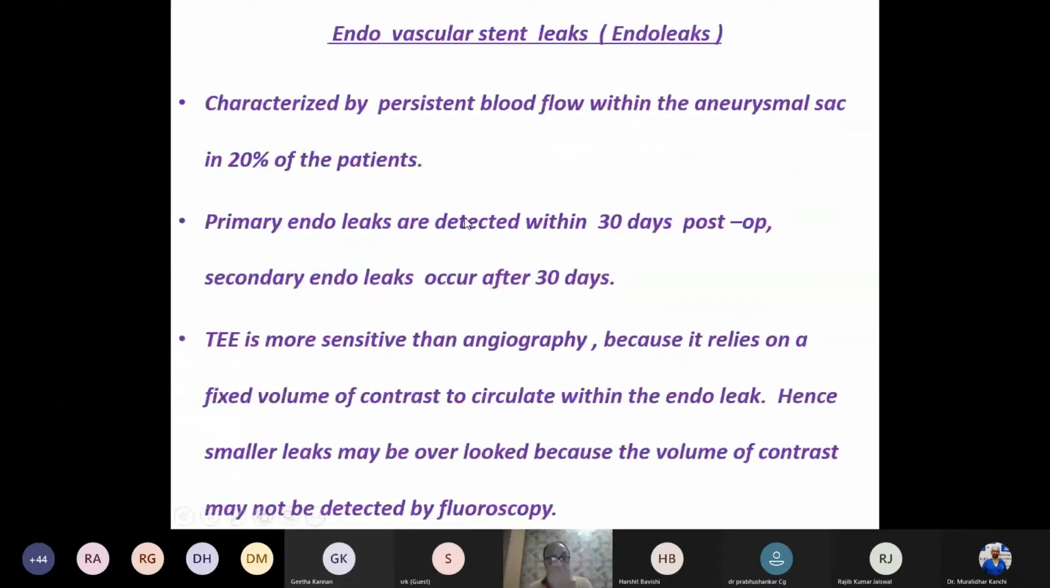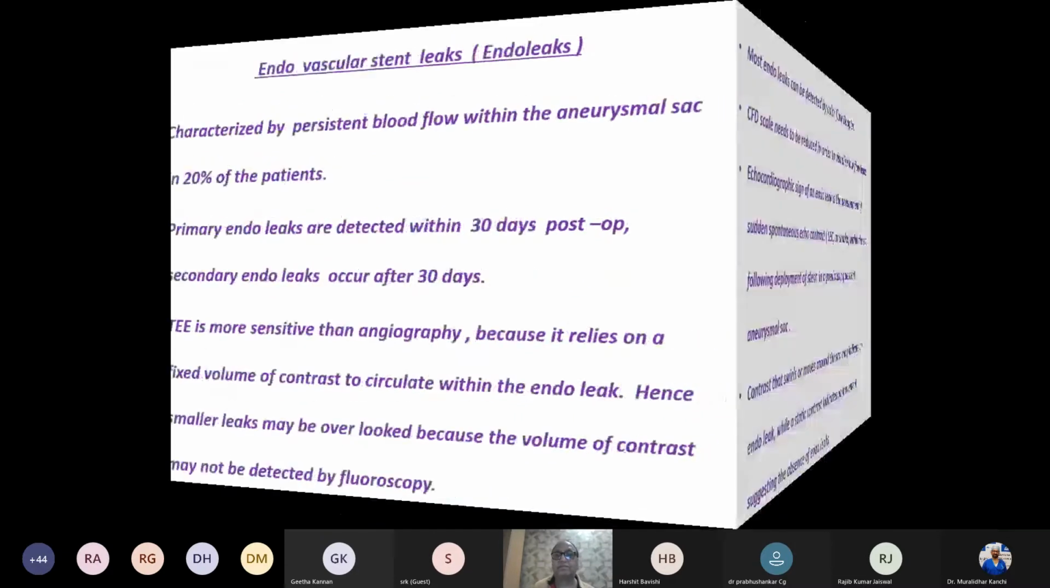Now, like I said about the leaks, it is characterized by persistent blood flow within the false lumen in 20% of the patients. There are two types of leaks: primary and secondary. Primary endoleaks are detected within 30 days, secondary after 30 days. Now, TEE is more sensitive than angiography to detect endovascular leaks because angiography relies on a fixed volume of contrast to circulate within the endoleak. Smaller leaks may be overlooked because of the volume of the contrast, and may not be detected by fluoroscopy. Hence, TEE is more sensitive to detect endoleaks rather than angiography.